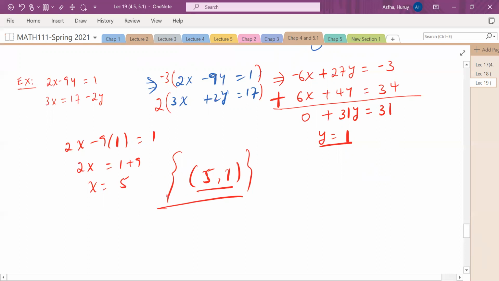So there is only one unique solution to this system of linear equations, which means if you graph these two equations, they will intersect at this point. That's the interpretation of this system of linear equations.